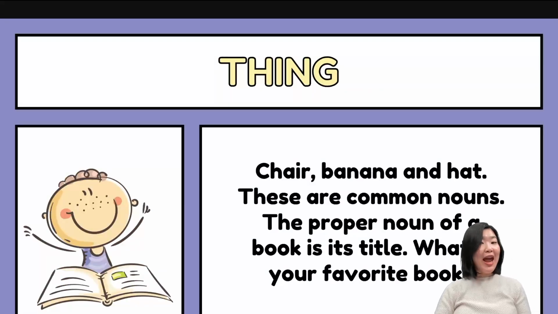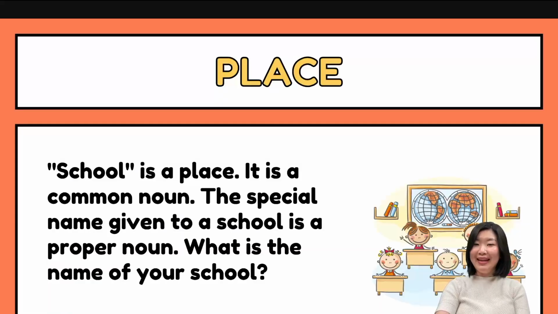Thing. Chair, banana, and hat. These are common nouns. The proper noun of a book is its title. So what is your favorite book? Place. School is a place. It is a common noun. The special name given to a school is a proper noun. So what is the name of your school? Or what is the name of your workplace?